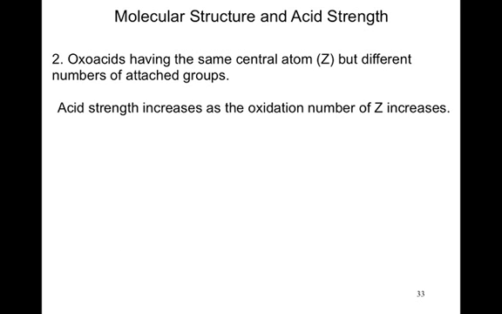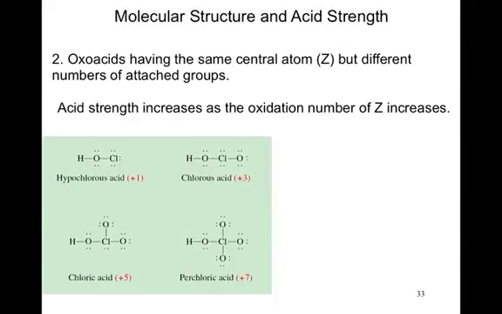Alright, so what if they have different numbers of attached groups? Acid strengths are going to increase as the oxidation number of Z increases. And so here we haven't done oxidation numbers in a long time. If you remember LEO goes GER, chlorine normally has 7 valence. Here we have 1, 2, 3, 4, 5, 6. So she's a +1 right here. Chlorine normally has 7 valence.